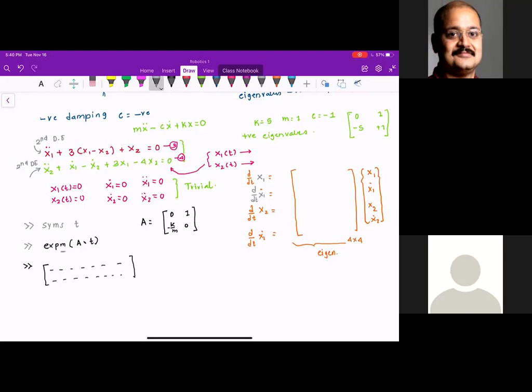Why this is M? Because this is matrix exponent. This is the analytical way of solving the problem.